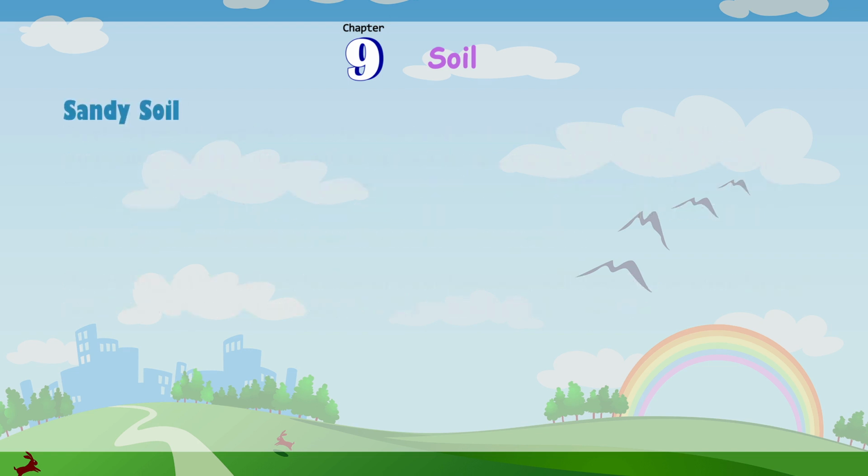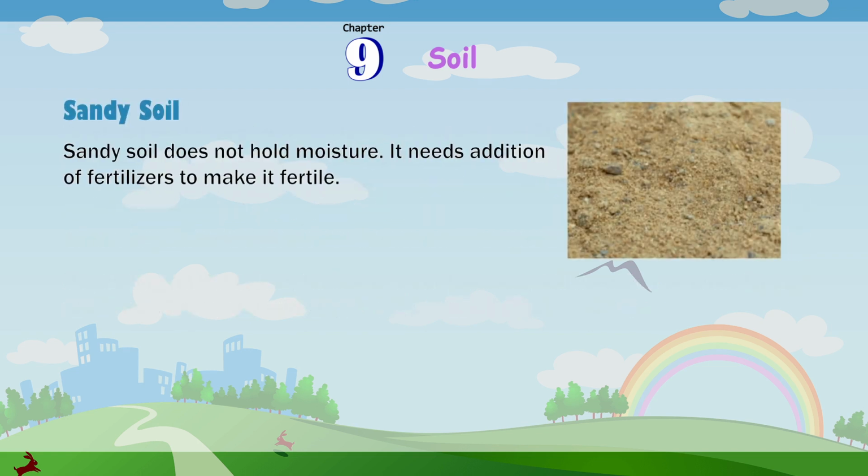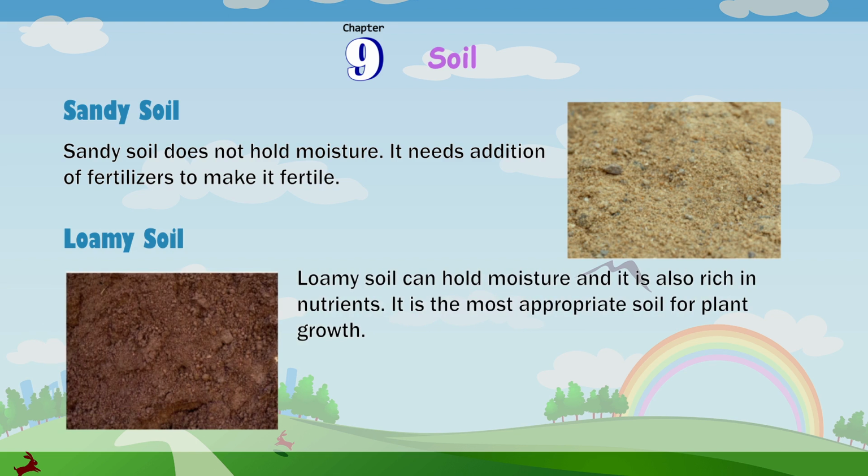Sandy soil. Sandy soil does not hold moisture. It needs addition of fertilizers to make it fertile. Loamy soil. Loamy soil can hold moisture and is also rich in nutrients. It is the most appropriate soil for plant growth.